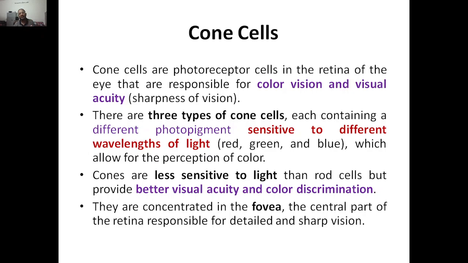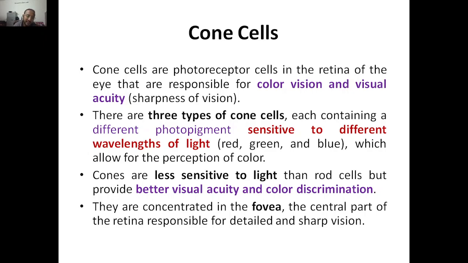So red, green, blue, these are the 3 major basic wavelengths. That's why we are having 3 different types of cone cells, which are having 3 different photopigments which are sensitive to red, green, blue respectively, which allows the perception of color.